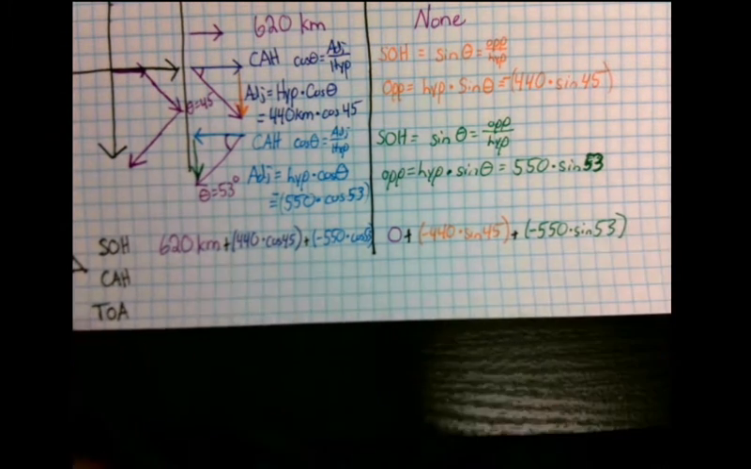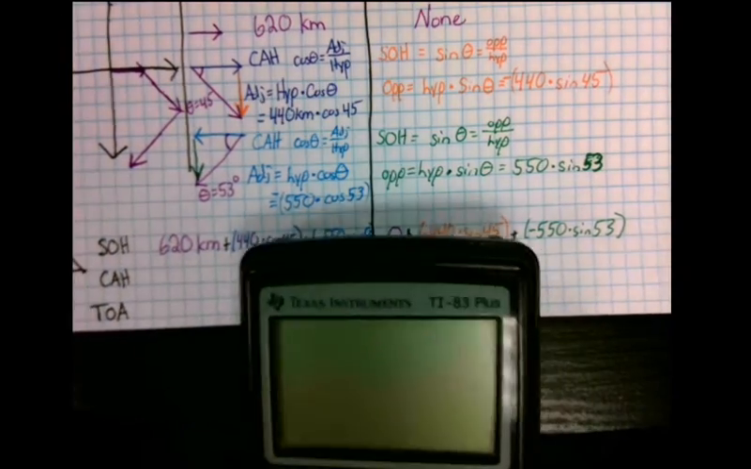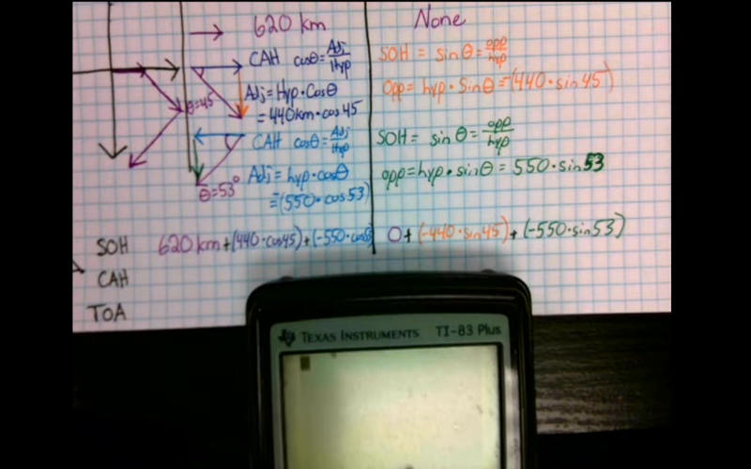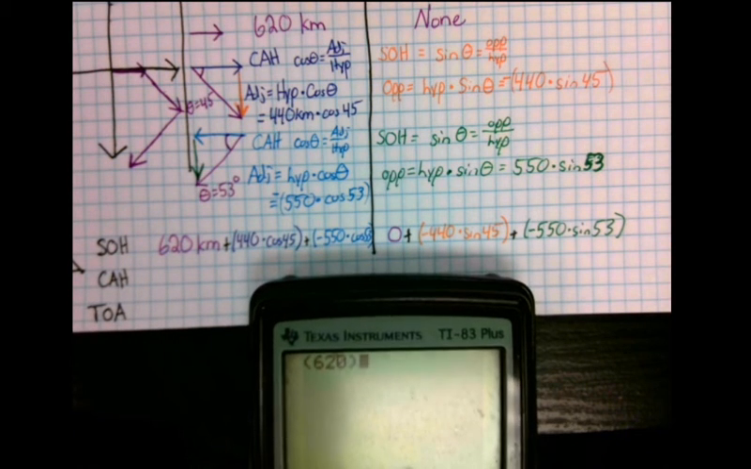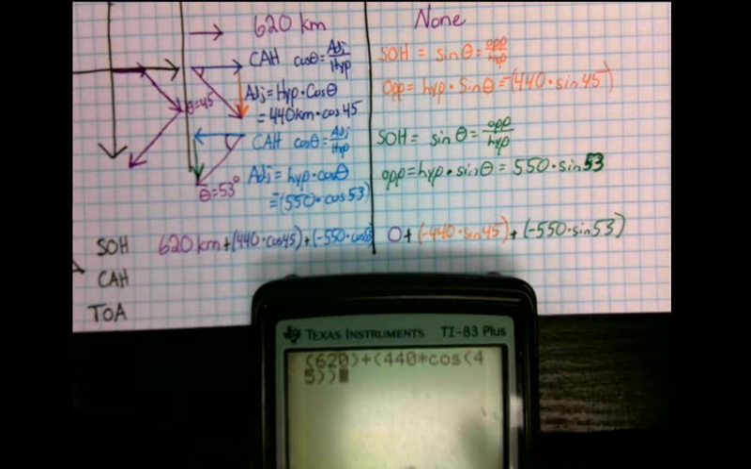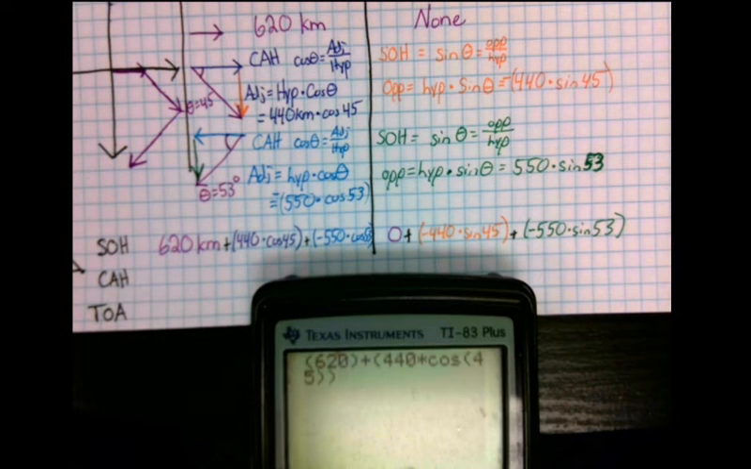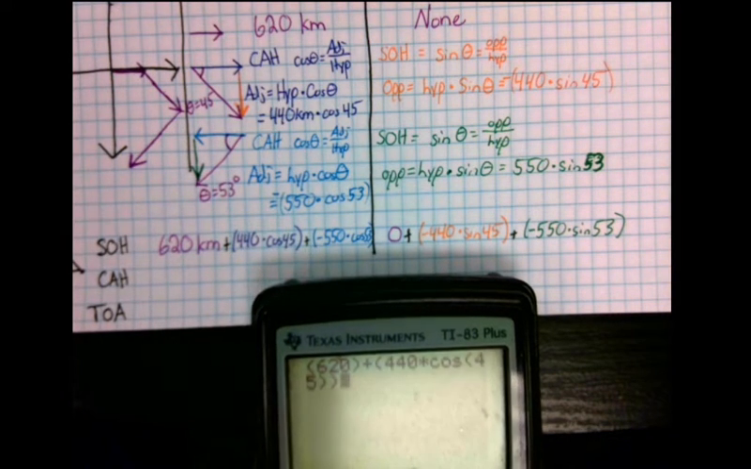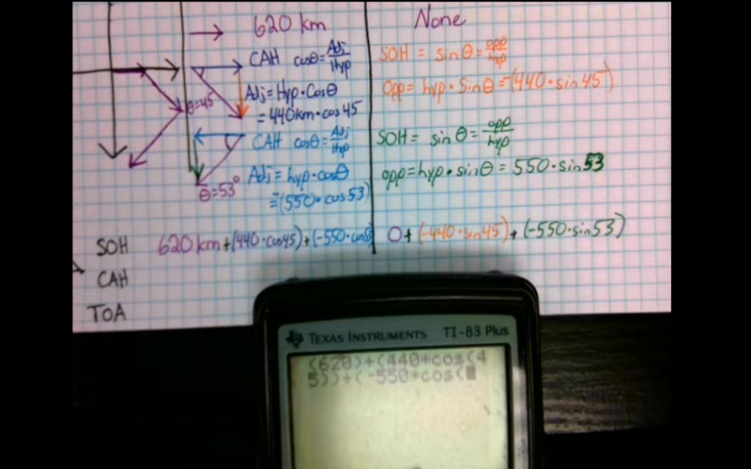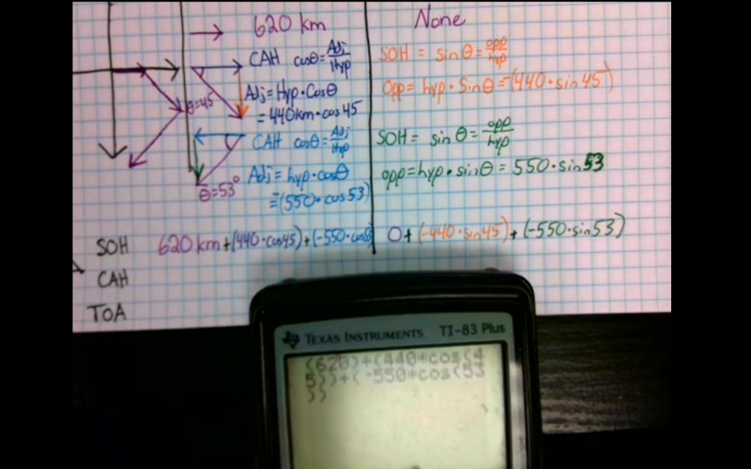Okay, so now I'm going to plug all of this stuff into my calculator, and you can actually plug it in all in one go. So we're going to go ahead and do 620 plus 440 times cosine 45, close parenthesis, because the cosine is in its own parenthesis, plus negative 550 times cosine 53, close parenthesis, close parenthesis. You probably don't need to put that in parentheses, but I want to get in the habit of it.